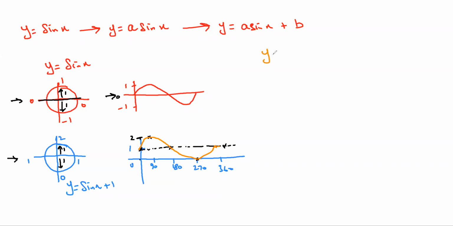Suppose you have to draw the graph for y is equal to cos x plus 2, okay? Then you will say, okay, I have to draw the graph of y is equal to cos x plus 2.